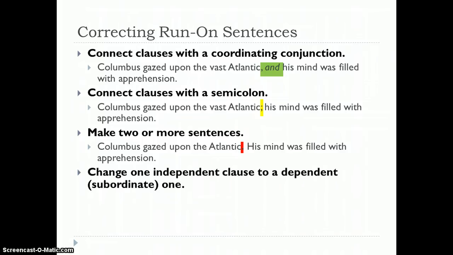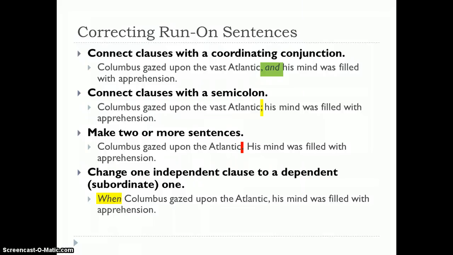Or you could make one of those independent clauses into a dependent clause or a subordinate clause by adding a subordinate conjunction, a word like because or when. One of those words is like a red flag that means it's a dependent clause and it needs to have an independent clause to complete its meaning. So we could add in the word when at the beginning: when Columbus gazed upon the Atlantic. And you need to make sure that if you do that, you put a comma after that dependent clause if the dependent clause comes first in the sentence.